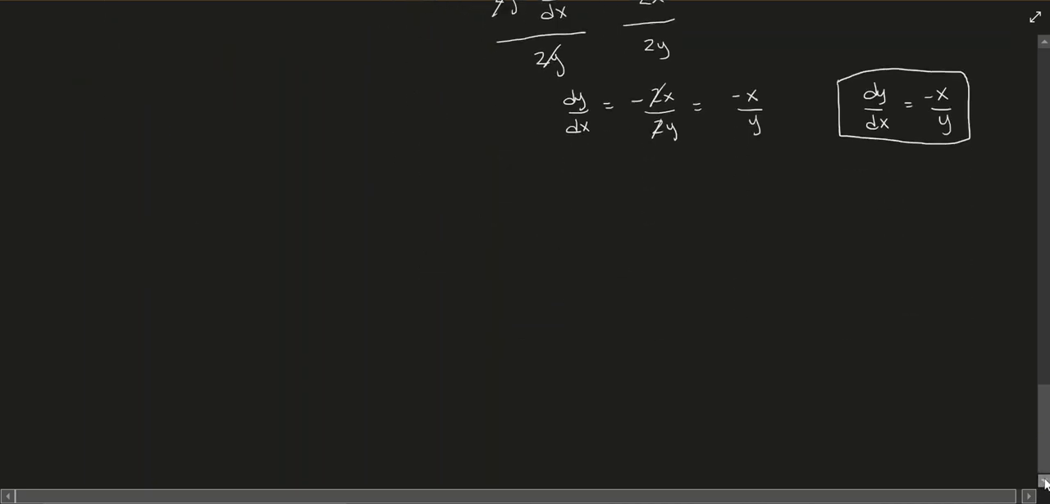So we're going to continue this. We have dy dx is equal to negative x over y. And we're going to take the derivative of both sides. So again, derivative of the left and derivative of the right. On the left-hand side, we're taking the derivative of a derivative. That's exactly what a second derivative is. So we have the second derivative of y with respect to x. On the right-hand side, we have negative x divided by y.